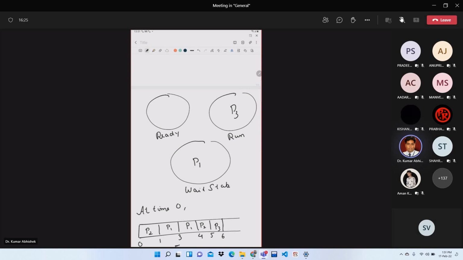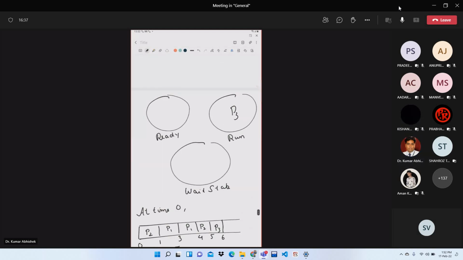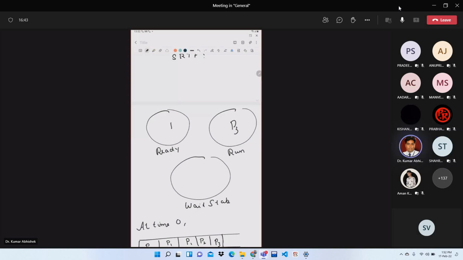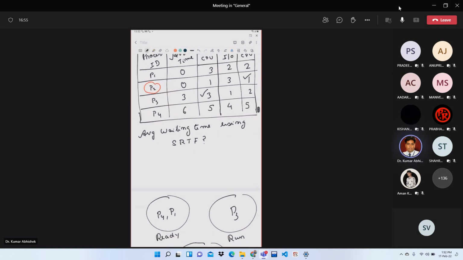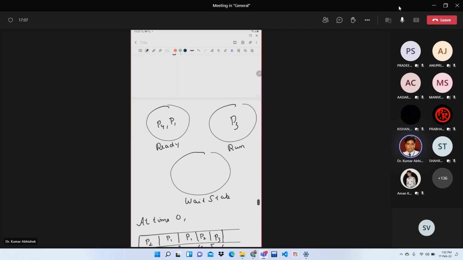What will happen at time 6? At time 6, P4 and P1 will come into the ready queue. P1 will come into the ready queue, P4 also. So at time 6, we will have P1 comma P4. Now see, what is the burst time of P1? 2. What is the burst time of P4? 5.